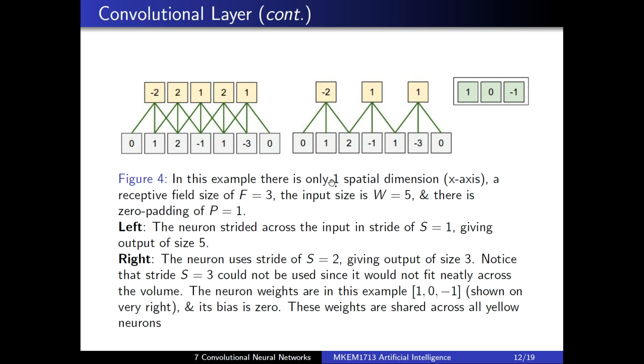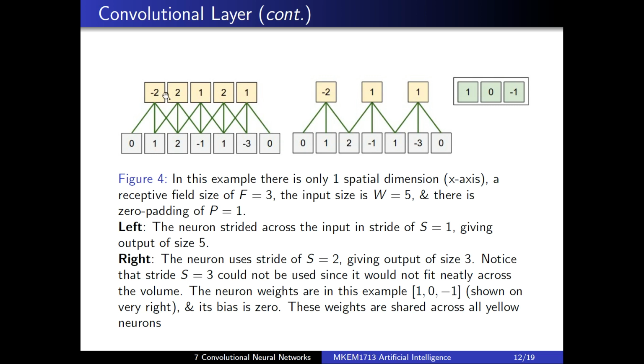So we have set the receptive field to be 3. What that means is that each neuron in the convolutional layer will be connected to 3 neurons in the preceding layer. The input size is 5, 1, 2, 3, 4, 5. Zero padding is 1. So we added 1 pixel on each side, but the value is 0. So this is what we call zero padding. The reason why we add this will be clear in a while.